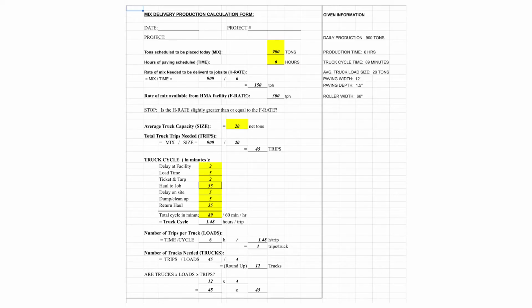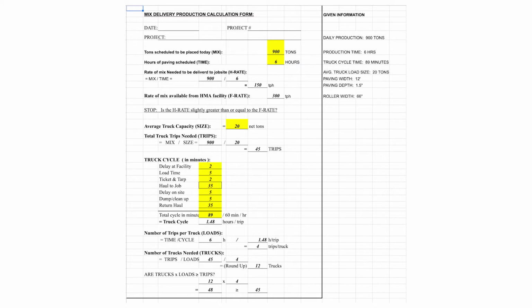Okay, I can walk them through it. We'll go through it here pretty quick. You're given the 900 tons, 6 hours. So your rate of mix needed to be delivered to the job sites, 900 divided by 6, is 150 tons per hour. Your plant is rated at 300 tons per hour, so you're good with plant capacity.